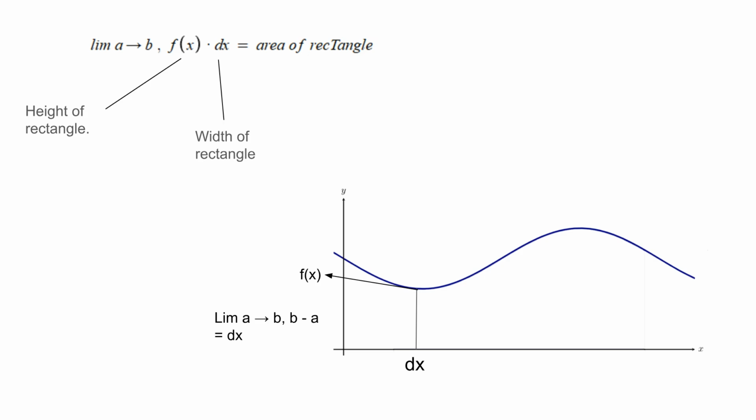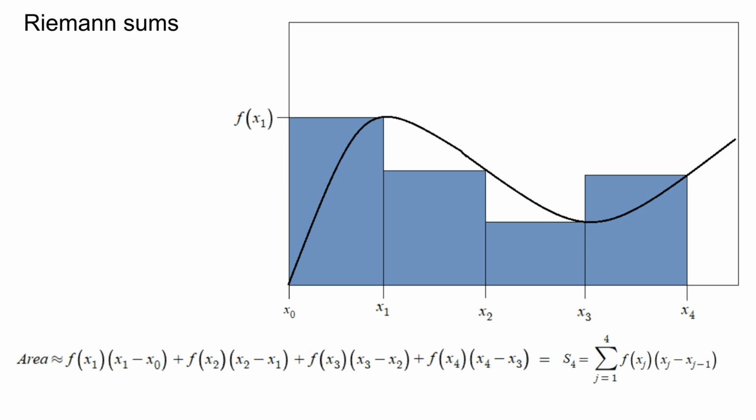So we can see how infinitely many infinitely thin rectangles can be used to fill the area under the graph between 2 points like A and B to get the most accurate possible area. I'll be showing how the sum of infinitely thin rectangles works with Riemann sums.